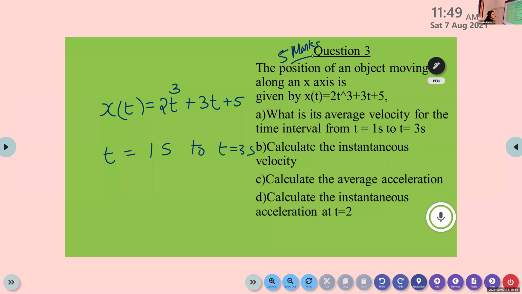Is it over? I think it's time, we can discuss the same question in our next class.